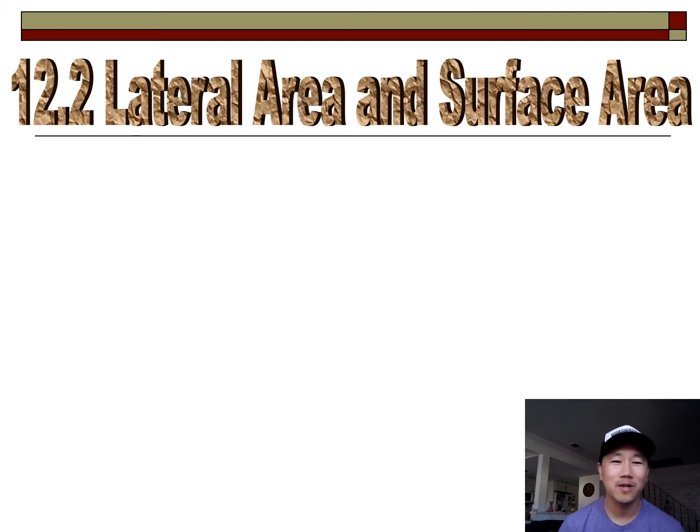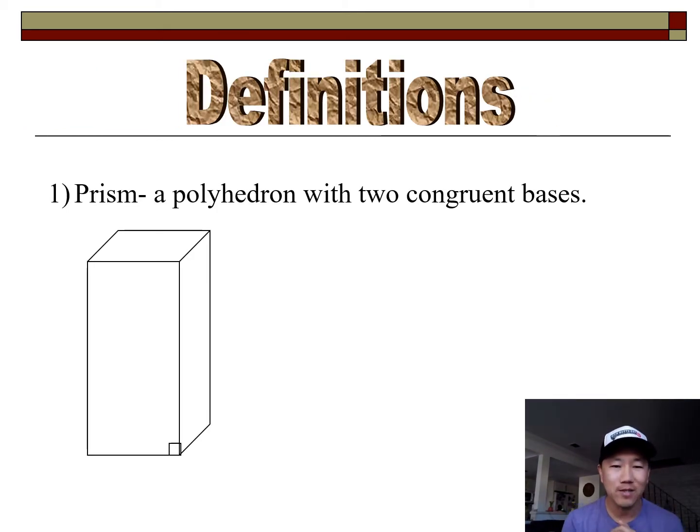Geometry 12.2, lateral area and surface area. Let's see what that's all about. All right, so let's look at some definitions. A prism is a polyhedron with two congruent bases. So basically, it's a three-dimensional shape. And that's what we're going to start focusing on in this chapter, three-dimensional shapes.